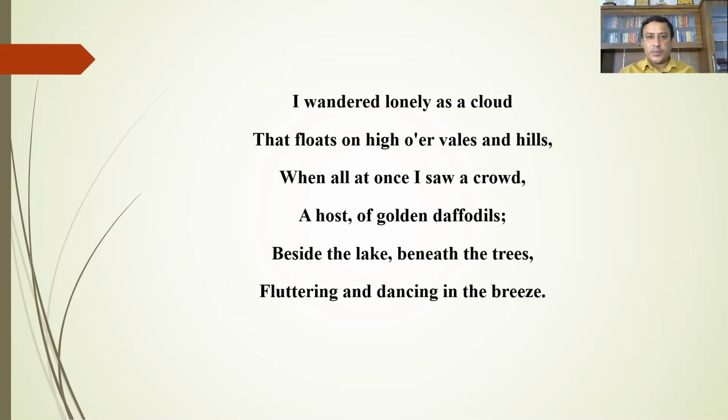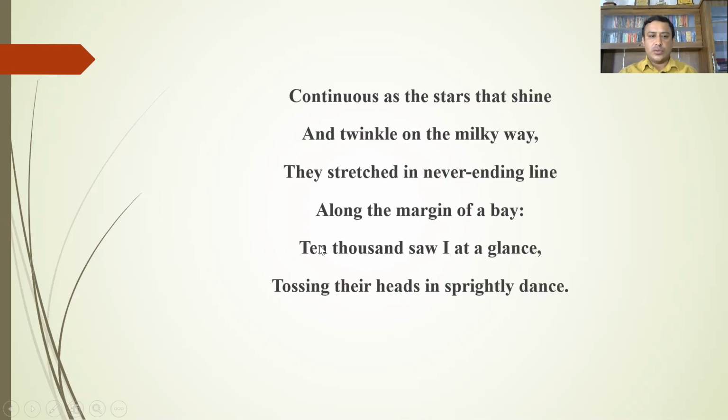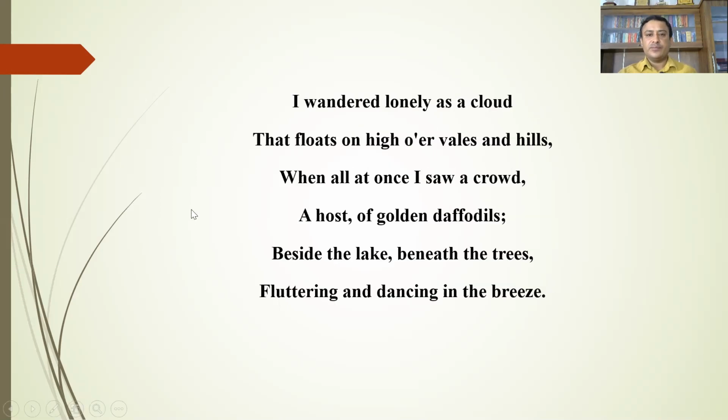So see, this poem starts with the description of the scene in which the poet is alone and he's wandering. And I mentioned in the major points of this poem that this is a poem written in first person point of view. This word I indicates the same. I wandered lonely as a cloud. So the poet is wandering all alone like a cloud that floats on high over vales and hills.